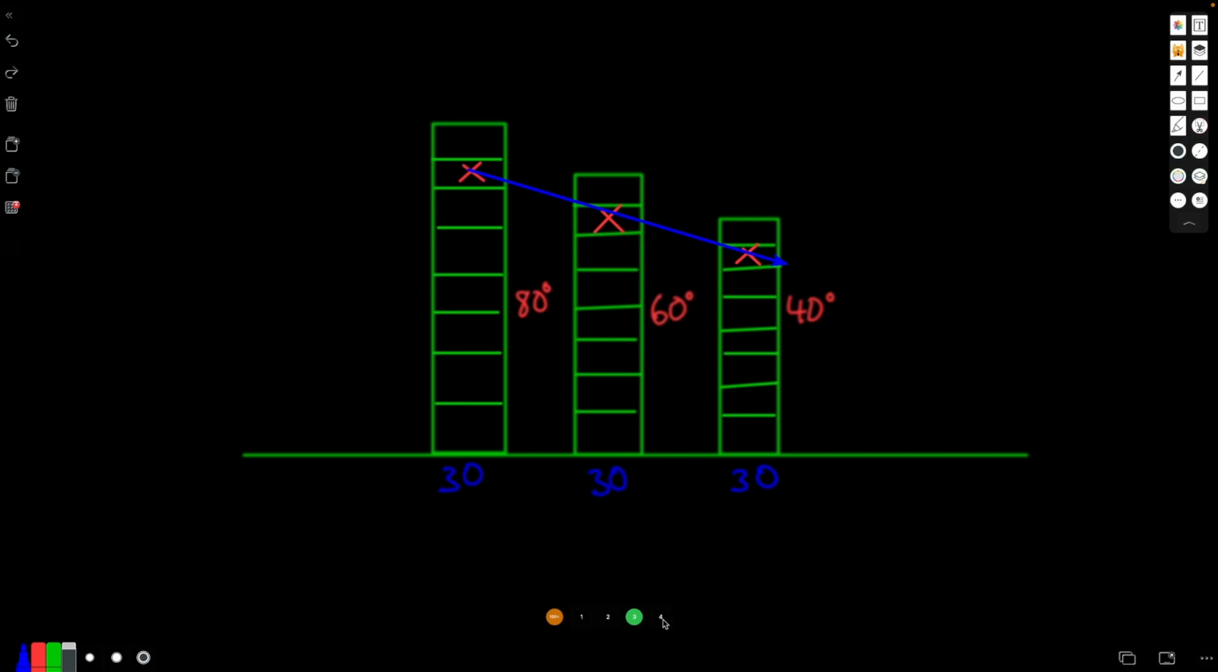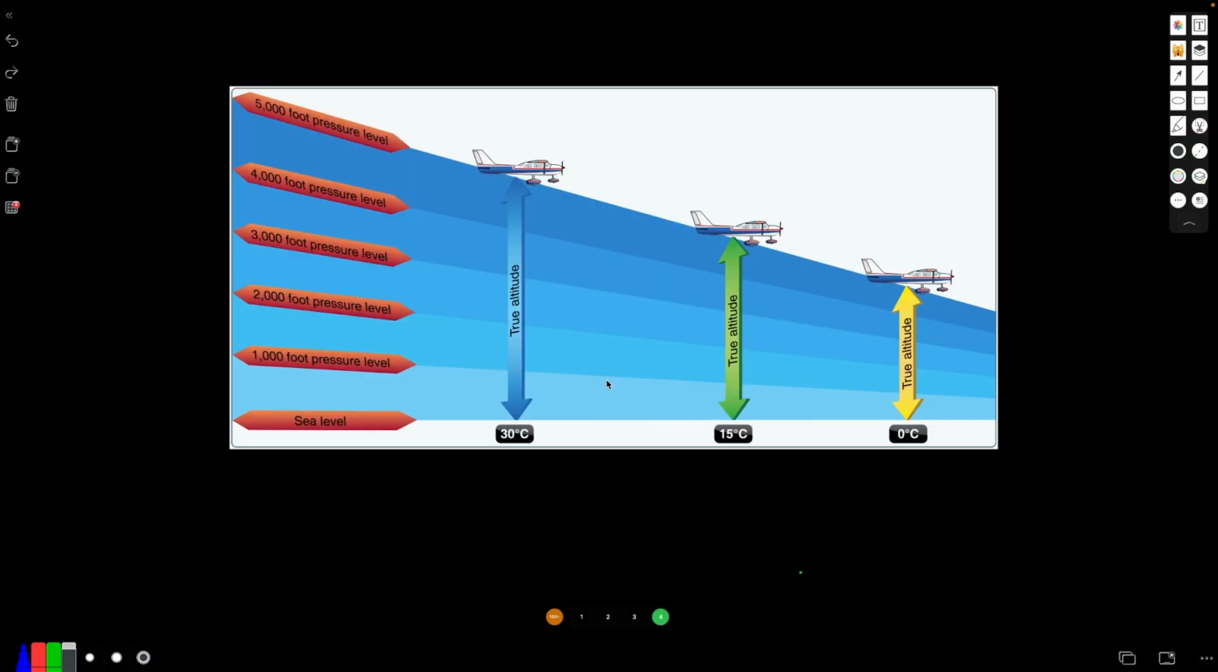Let's take a look at another drawing here. This is actually a graphic from the Pilot's Handbook of Aeronautical Knowledge published by the FAA. And this is a better drawing than what I just drew. But what I think they're leaving out, again, is that what is the same from left to right is, let's just say, the pressure. It has to be for this to work.